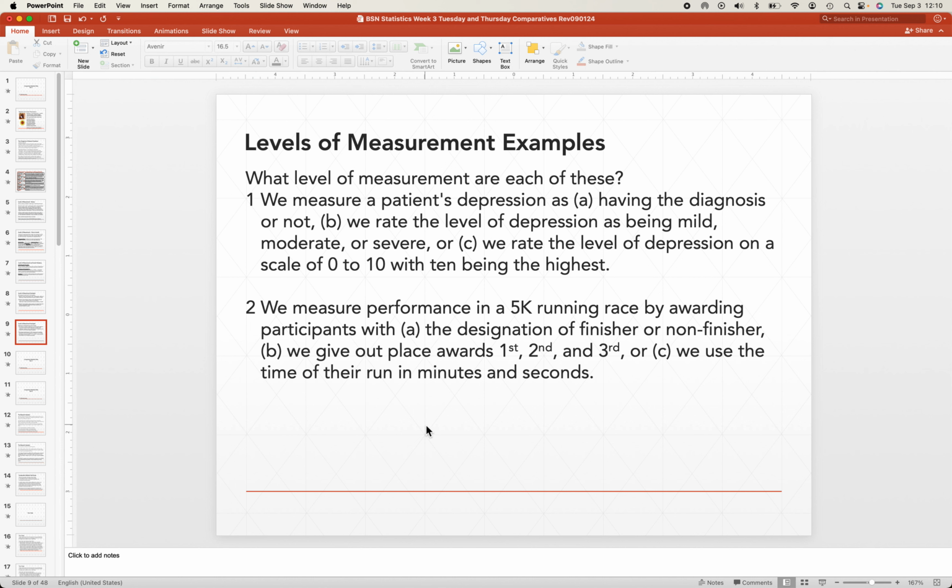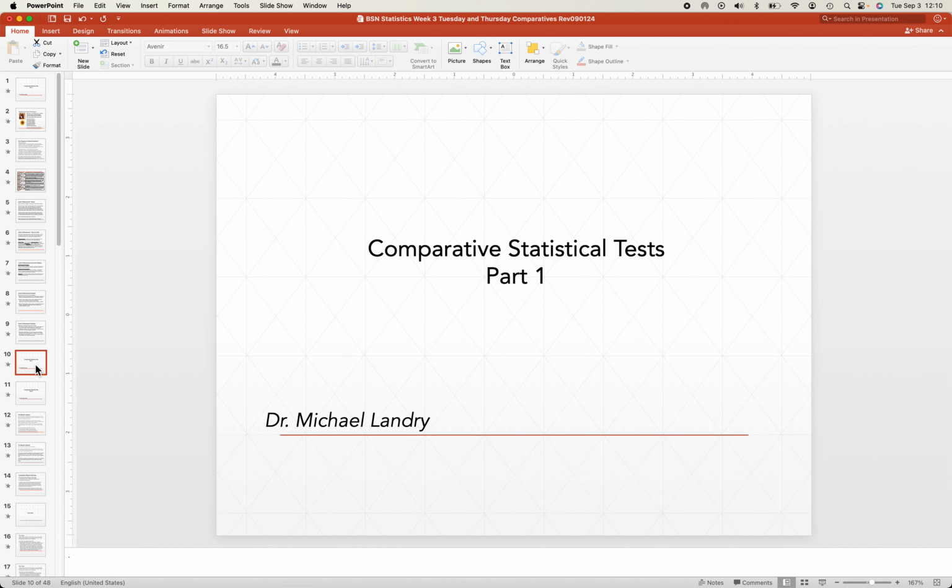Perhaps we're looking at a 5K running race, and we award participants on the basis of several different styles. If we call it finished or non-finished, that would be nominal data. If we give out awards for first, second, and third place, that would be ordinal data. Or if we record the run time in minutes and seconds, that would be an example of scale data. So this concludes part one of the discussion of comparative statistical tests.